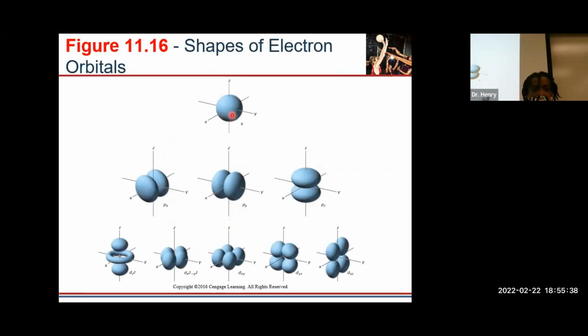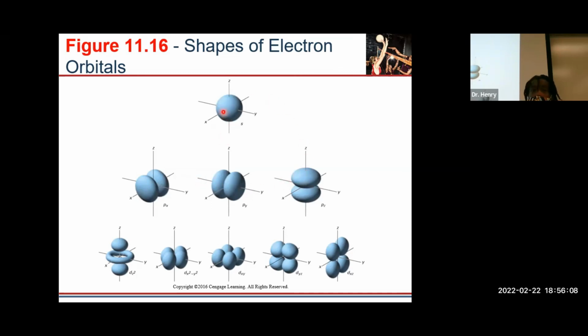The electrons that are in the S orbital orbit the nucleus like this. So they make a perfect sphere, right? Those that are in the P look like dumbbells, right? So this would be in the X direction, this would be in the Y direction, and this would be in the Z direction. So this is the one orbital for the X direction, one for the Y direction, and one for the Z direction.